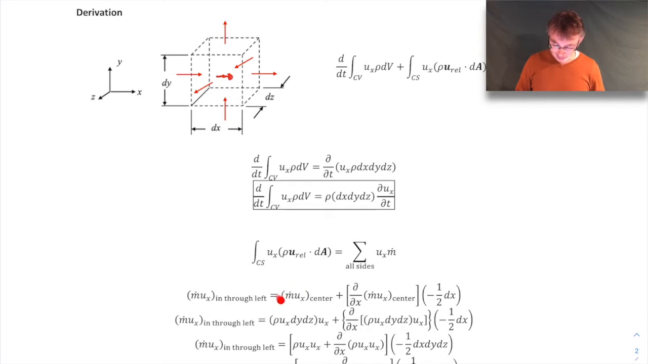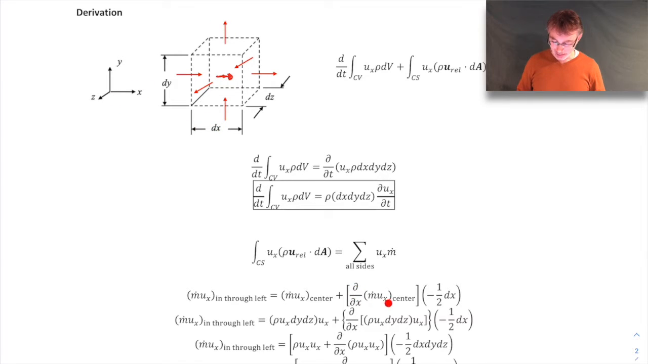So we're going to start at the center. There's our momentum flux in the x direction at the center, and then we're going to move to the left over here, and then we're going to see how that momentum flux in the x direction changes with respect to x, because we're moving from the center off to the left, which is in the x direction.